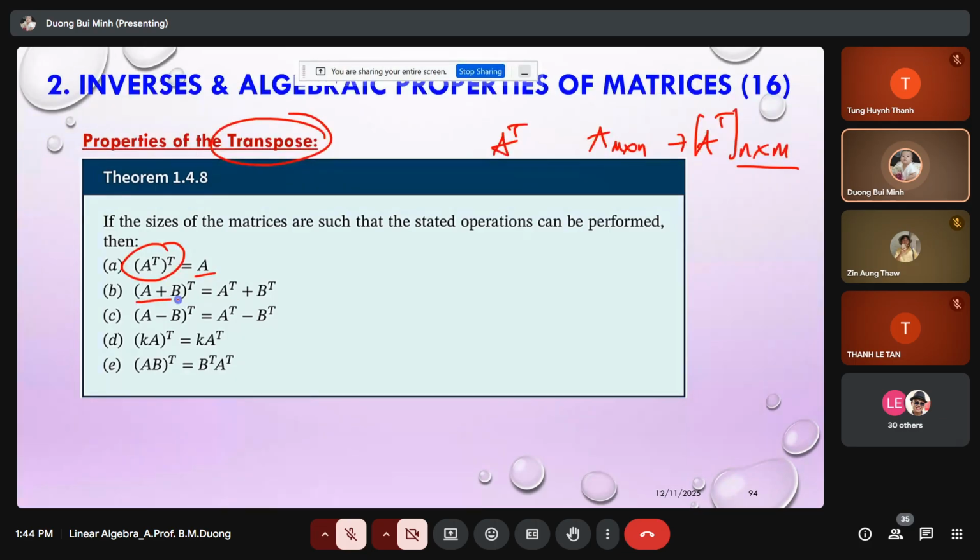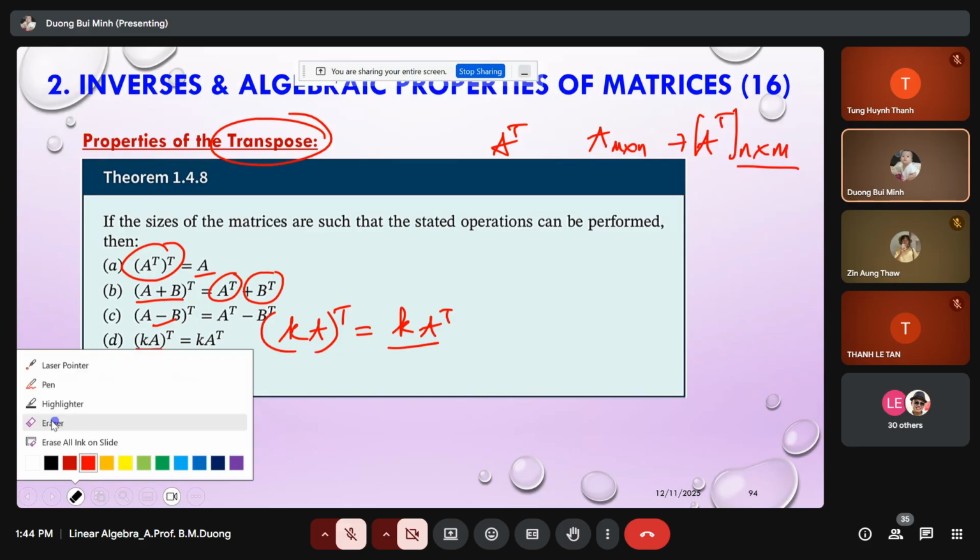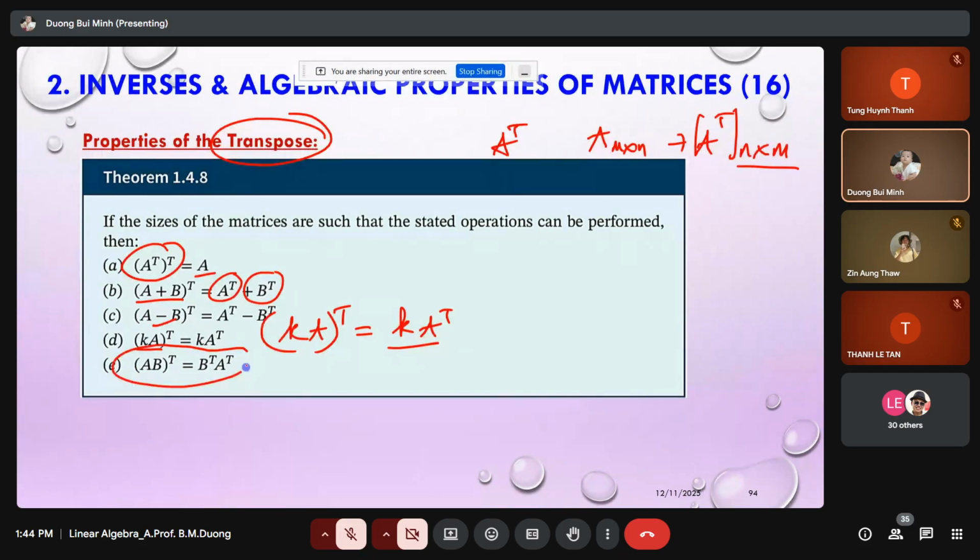The transpose of a sum is the sum of the transposes, and this also holds for subtraction. For scalar multiplication, K times A, totally transposed, is K times the transpose of A. And look at this one: the transpose of A times B is the transpose of B times the transpose of A. So these are the properties of the transpose.